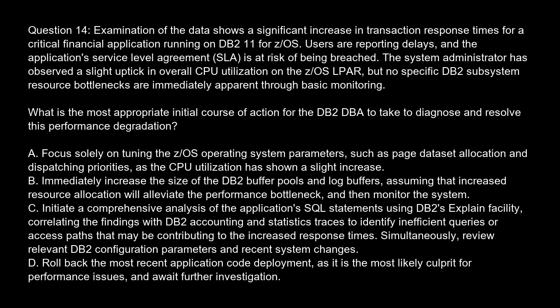What is the most appropriate initial course of action for the DB2 DBA to take to diagnose and resolve this performance degradation? Option A. Focus solely on tuning the z/OS operating system parameters, such as page dataset allocation and dispatching priorities, as the CPU utilization has shown a slight increase. Option B. Immediately increase the size of the DB2 buffer pools and log buffers, assuming that increased resource allocation will alleviate the performance bottleneck, and then monitor the system.